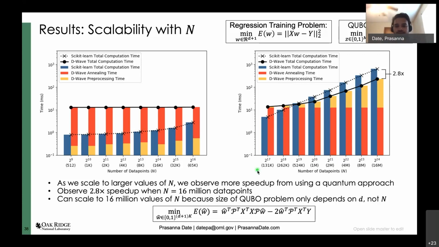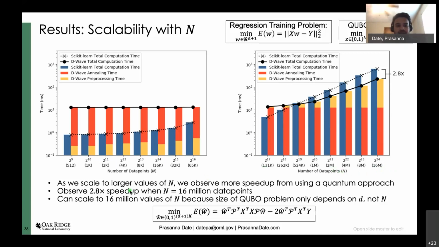There is another question here: are these actual runs or extrapolations? These are actual runs. These are not extrapolations. And you might be wondering why I can scale the number of data points to 16 million. I will get to that question in a moment.